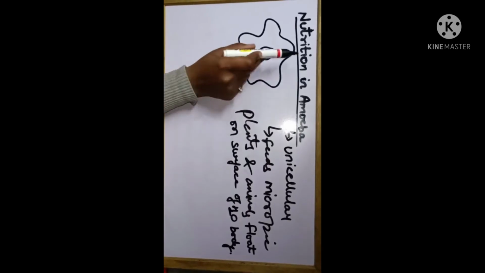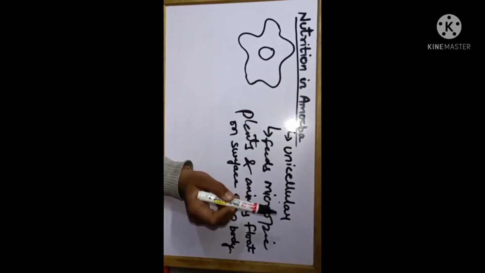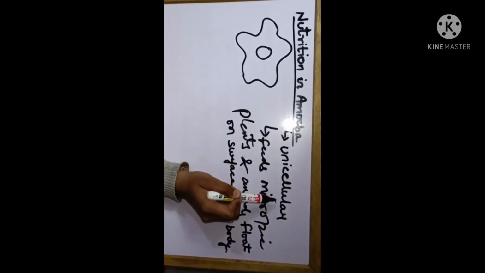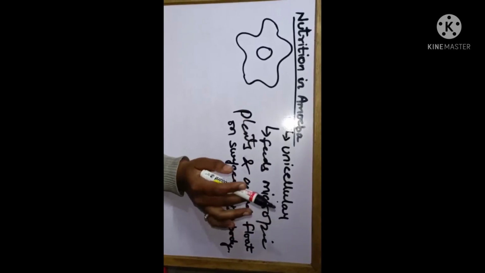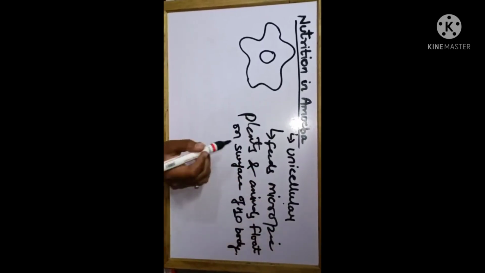Hello everyone, today we will study nutrition in amoeba. Amoeba is a unicellular organism. What is unicellular? That is, it is made up of a single cell. The single cell is performing all the functions of respiration, nutrition, reproduction, everything.